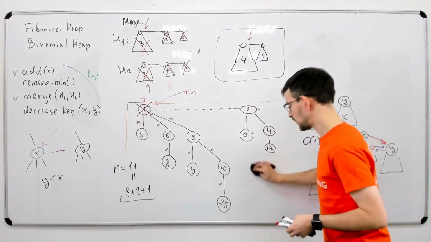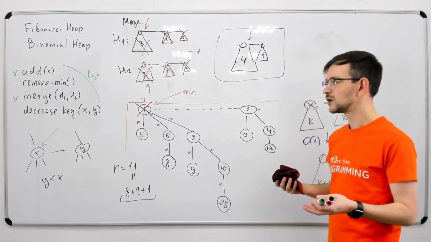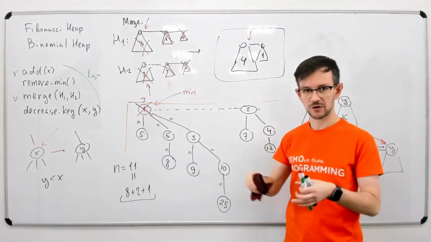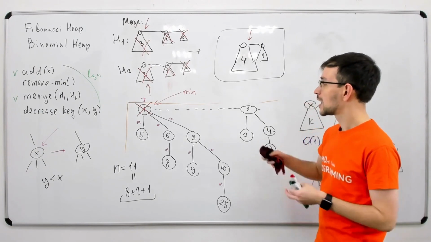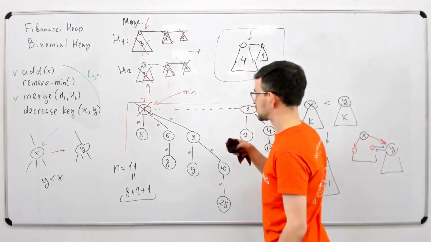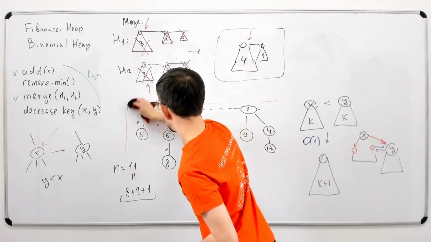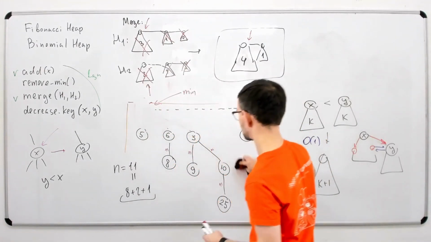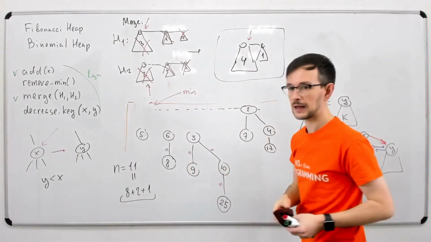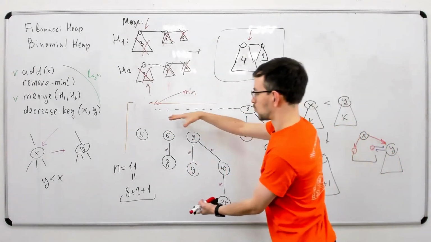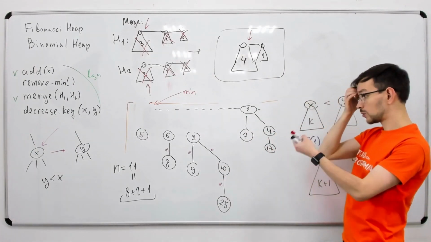Yes, the minimal element is always the root of some tree. It's quite obvious, right? So the minimal element is always the root of some tree. Is it obvious? I think it is. So we remove this root of this tree, and we take the children of this removed element. And now we try to put these elements back in the binomial heap. How can we do it?